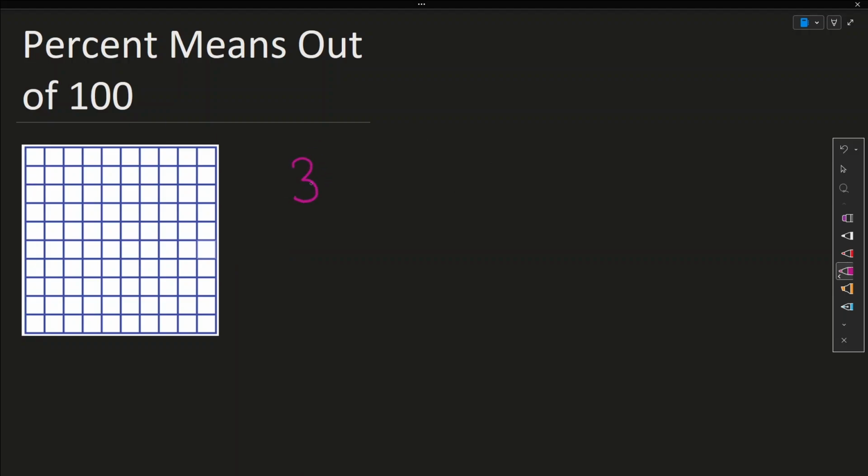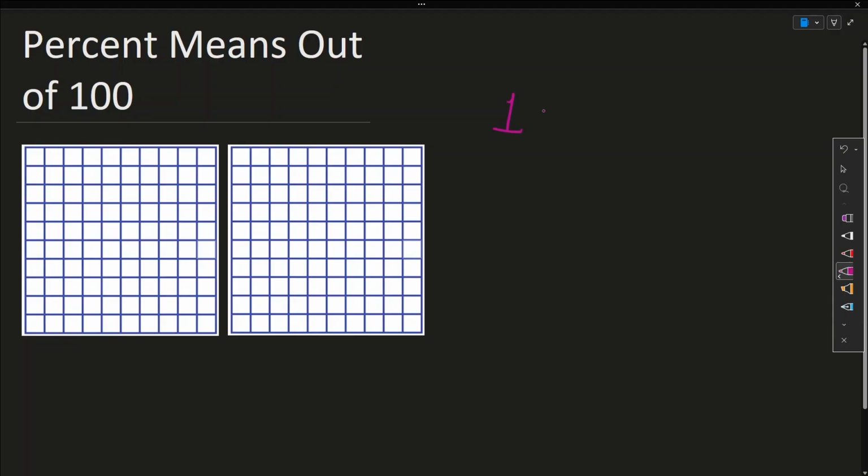Now, let's shade a percent grid to show 37%. Since each small square is 1%, we need to shade 37 small squares. So here's 10, 20, 30, and 7. Shading 3 full rows gives us 30 squares, and then we need 7 more squares. So 37% is 37 squares out of 100. That represents 37 hundredths of the whole.